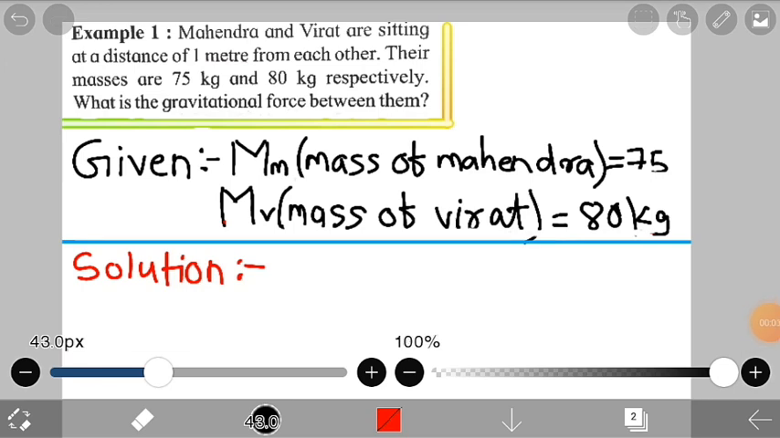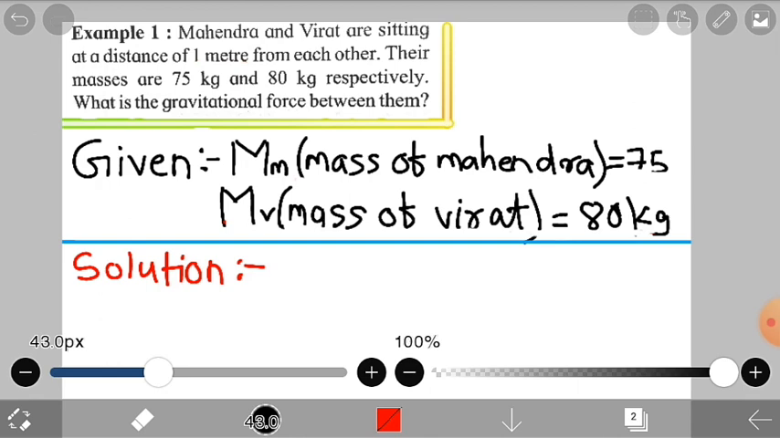So friends, this is question number 1. Let's see what is given and what we have to find. Here it is given that Mahendra and Virat are sitting at a distance of 1 meter from each other. Their masses are 75 kgs and 80 kgs respectively. What is the gravitational force between them?